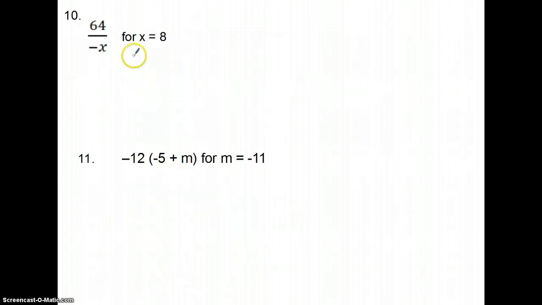Next one, 64 divided by negative x for x is equal to 8. But I can't forget that negative sign because of the negative x, which makes it a negative 8. Ta-da! 64 divided by negative 8 is negative 8.